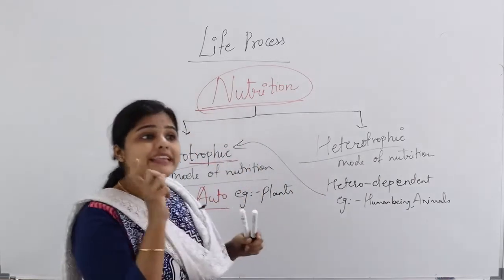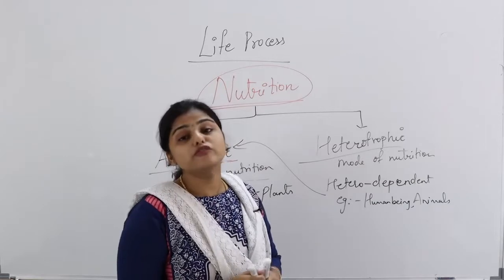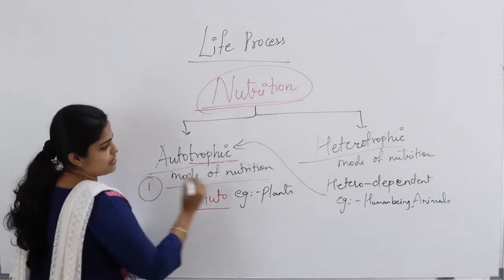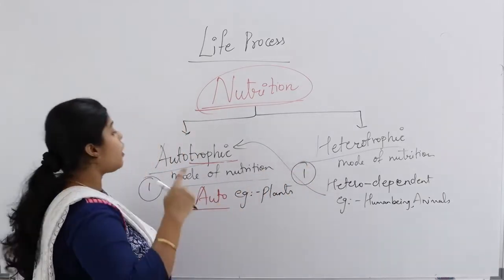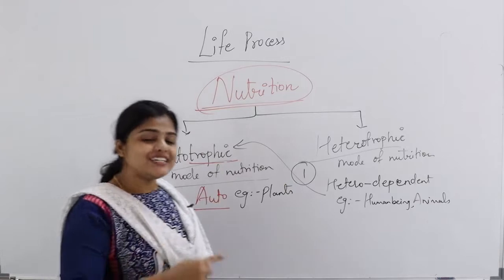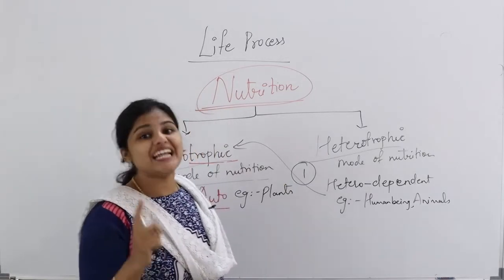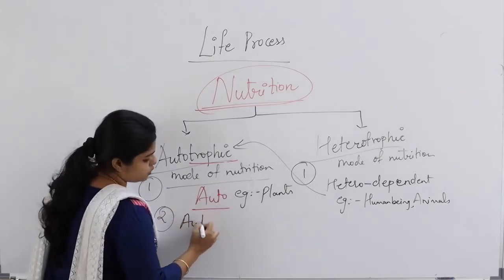Now there is a name for the organism who prepares their own food. First point, I think everyone has understood about auto and hetero. The organisms which undergo autotrophic mode of nutrition are called autotrophs.